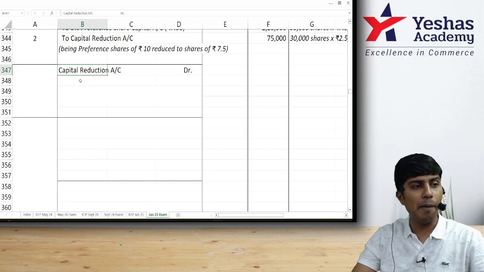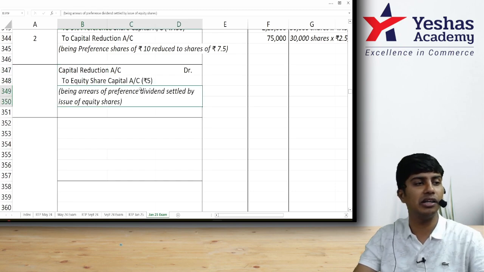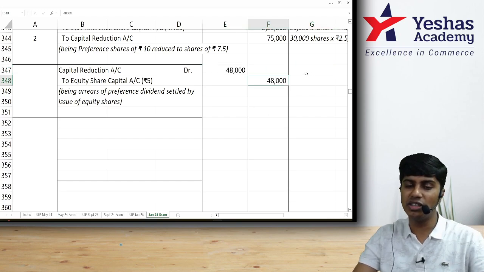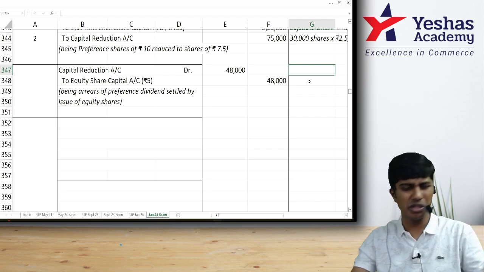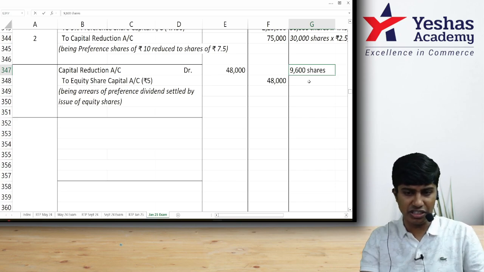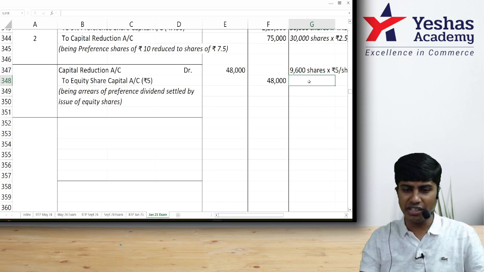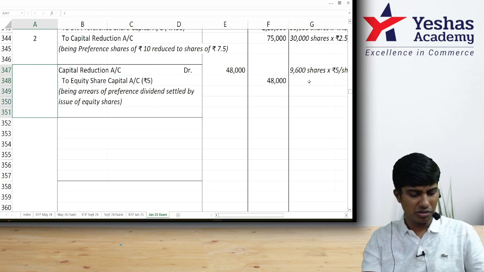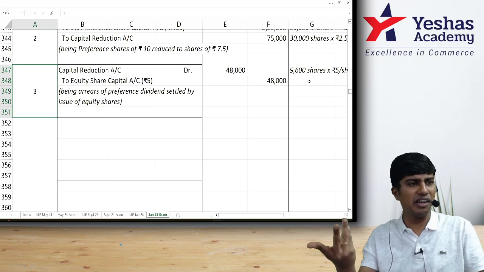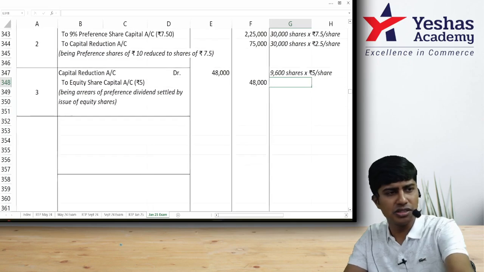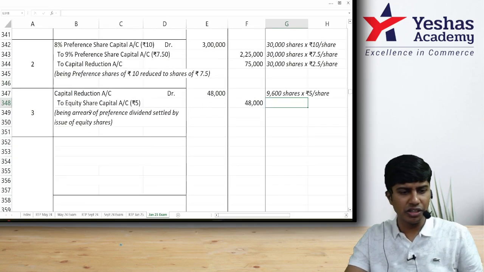I would write here capital reduction account debit to equity share capital. How many? 48,000 rupees is the value. 48,000 divided by 5, if you do, you'll get how many shares? 9,600 shares into rupees 5 per share. We've written it in the working note. I'll write it once again just to ensure that you don't mess up and then don't wonder where it is written. I've written it at both places. And at the end I'll share the PDF of this. Don't worry if you'd want to refer to this once again.